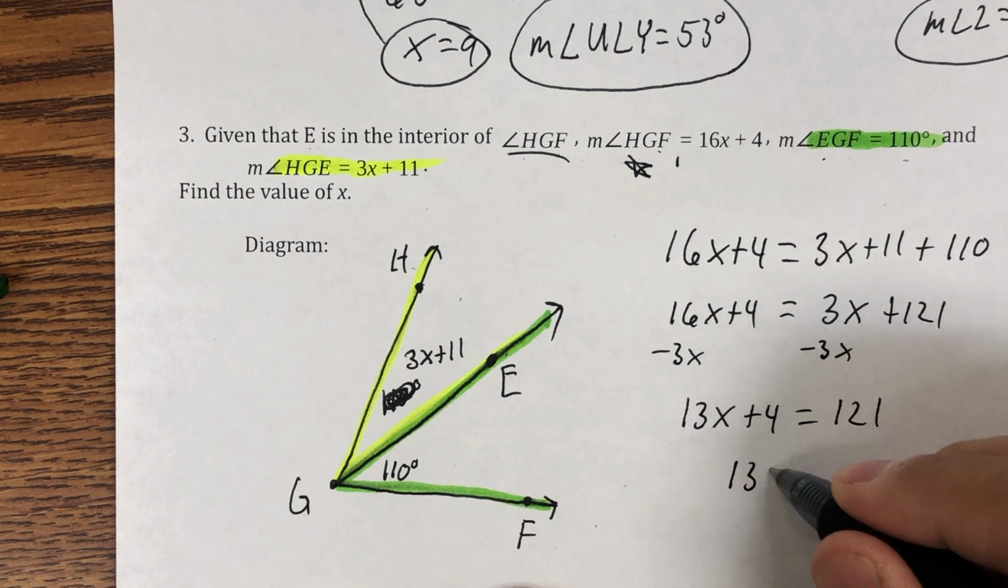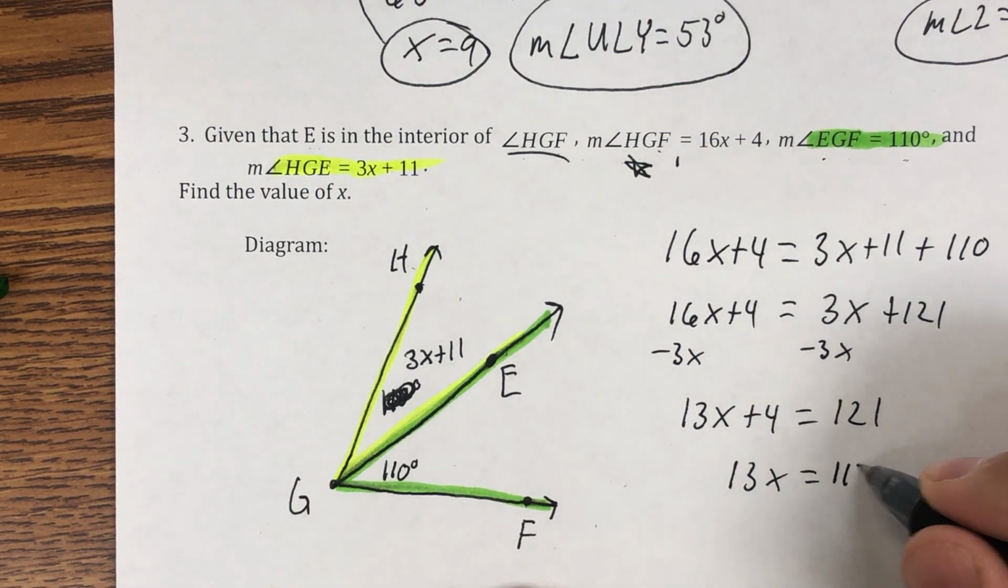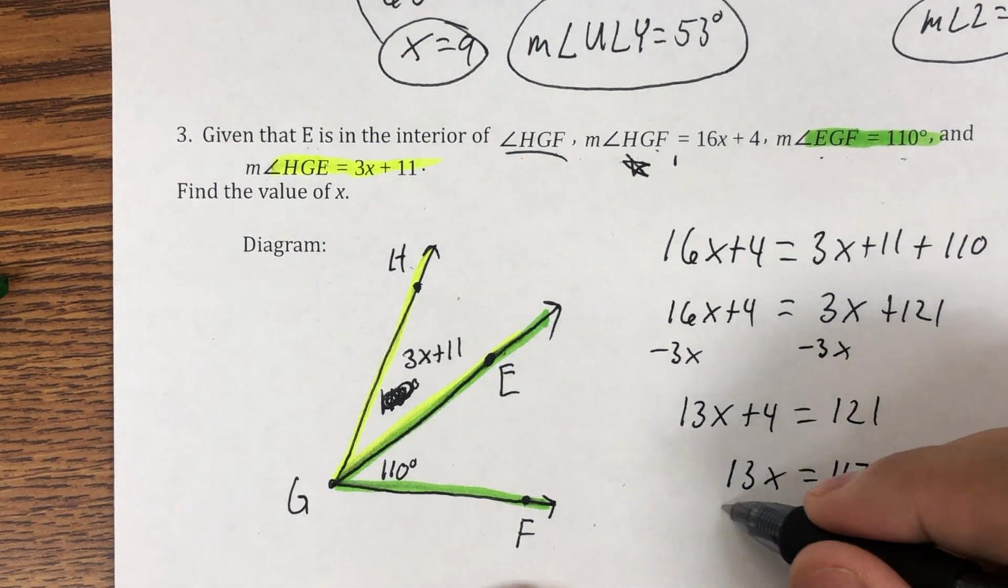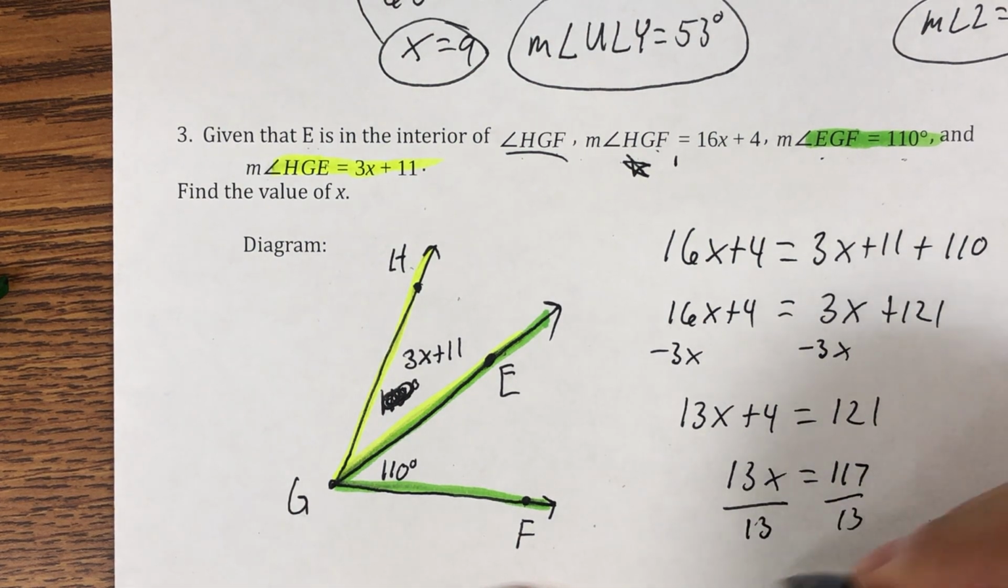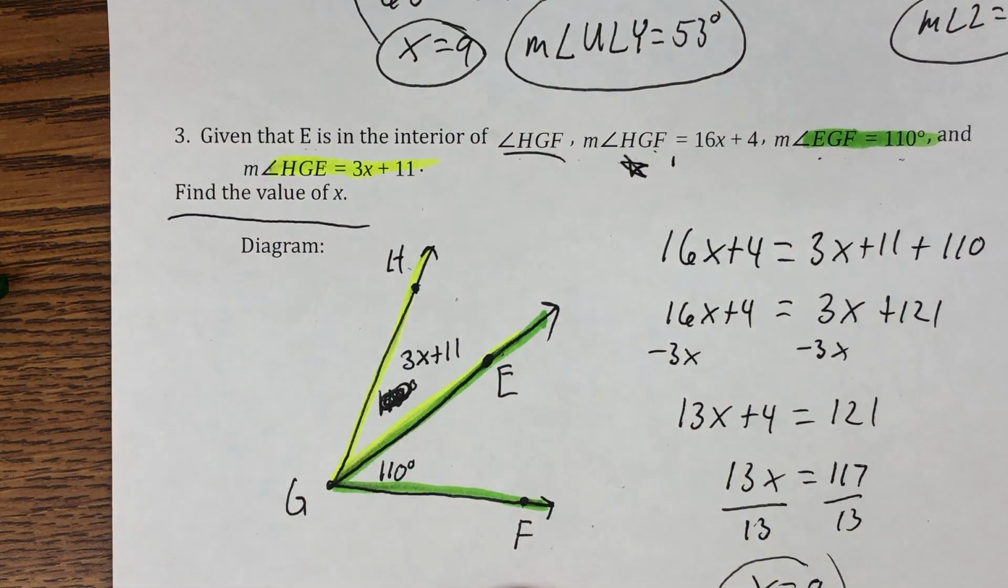Subtract my 4. 13x equals 117. And then divide by 13. 117 divided by 13 is 9. And we were only supposed to find the value of x. I didn't have to plug it back in.